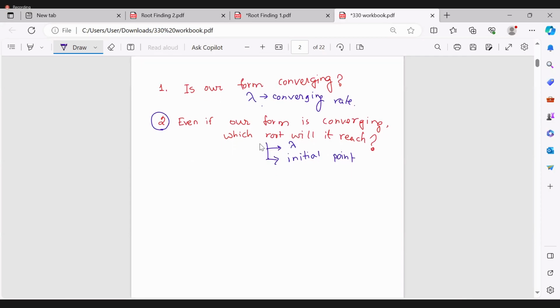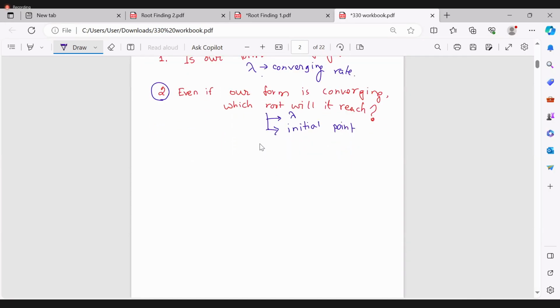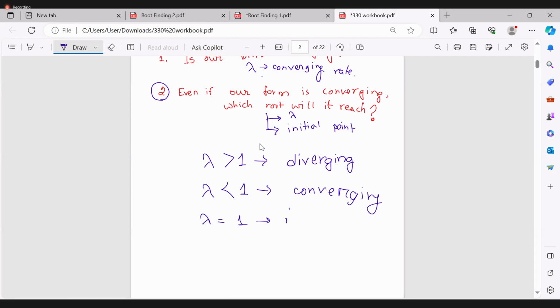There are particularly different types of lambda. If your lambda is greater than 1, that means your form is diverging. That means that form is never going to reach any of the roots. If your lambda is less than 1, then it's converging. If your lambda is equal to 1, then you are going to ignore it. It is sort of diverging, but we cannot really say diverging. It is not going to get us any root either. This is not converging or diverging, it is just not going to get us any root.